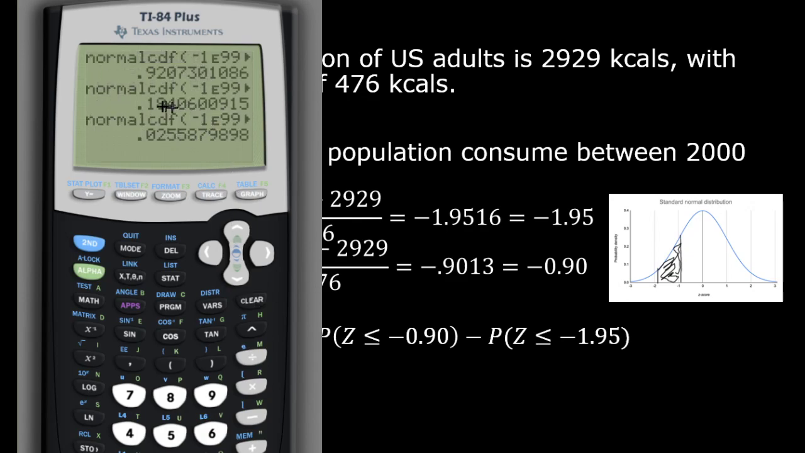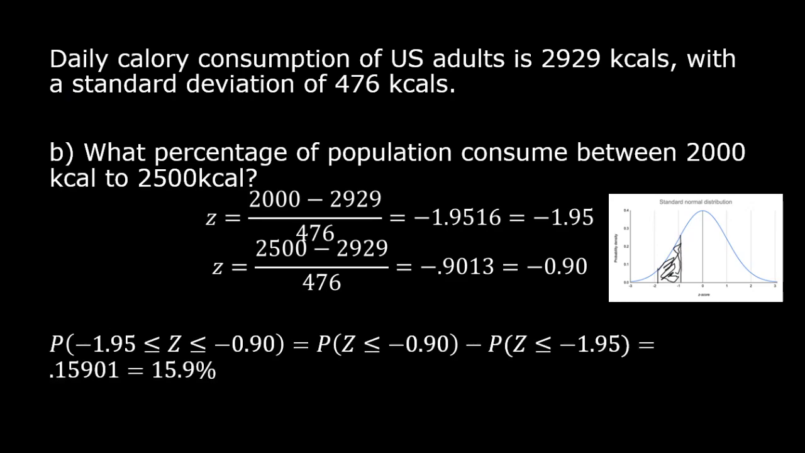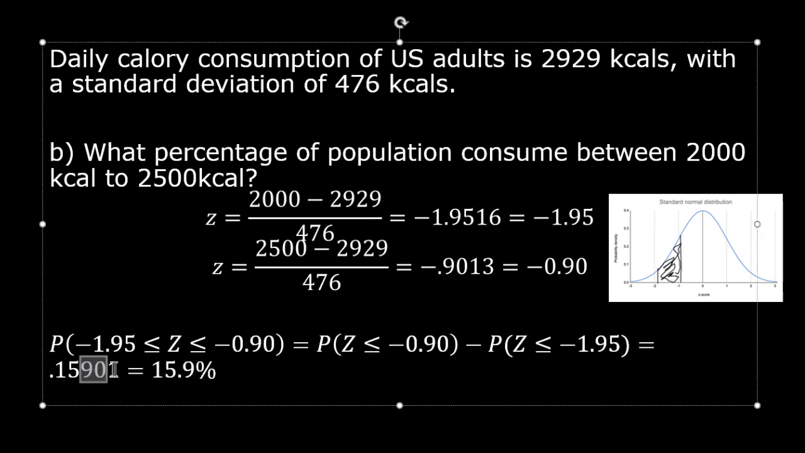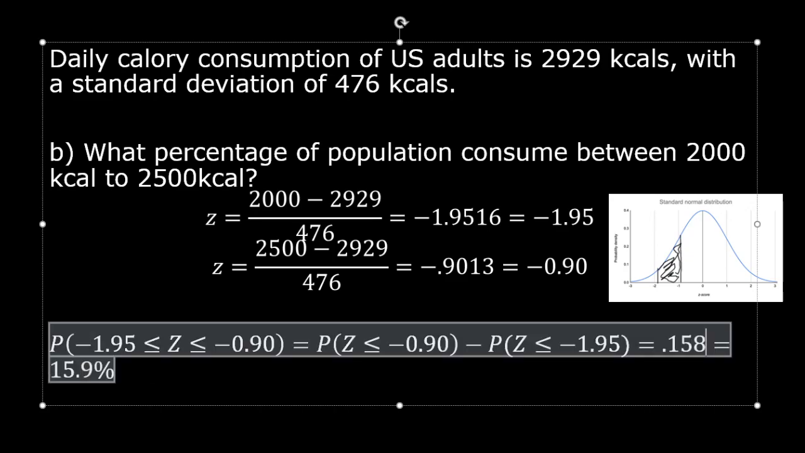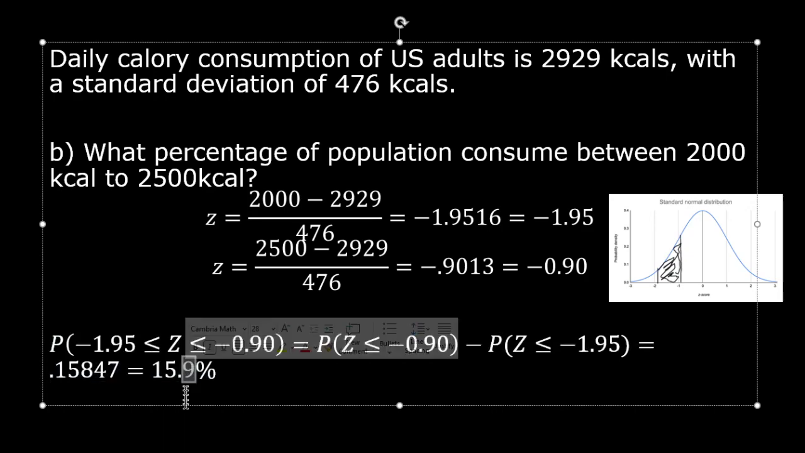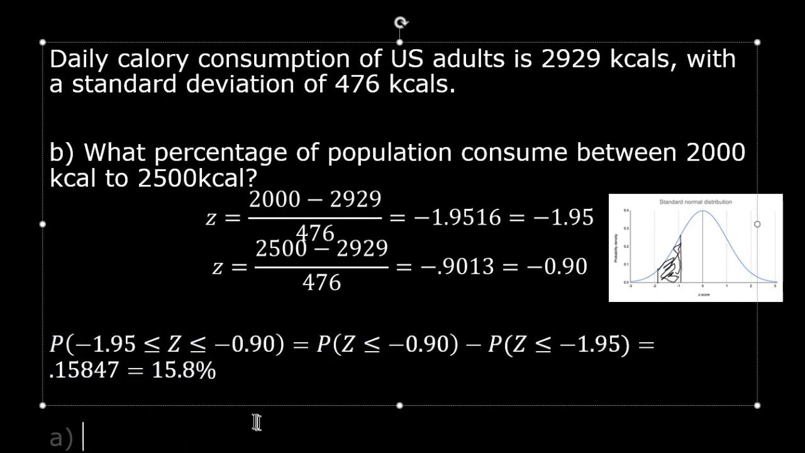Now you have to subtract the two numbers, so you have to do 0.18406 minus 0.02558798. And if you do that, it's 0.15847. So if you round it to the nearest, it's more like 0.158. Okay, so that's the answer.